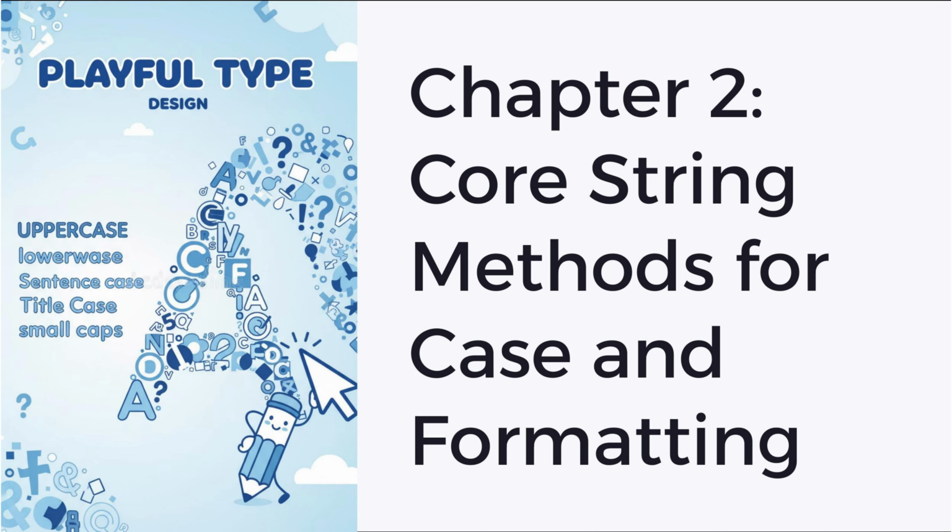Core string methods like upper, lower, title, and swapcase are essential for case manipulation. Use upper to convert text to uppercase, lower for lowercase, title to capitalize each word's first letter, and swapcase to invert the case of each character. These methods enhance text formatting and readability.